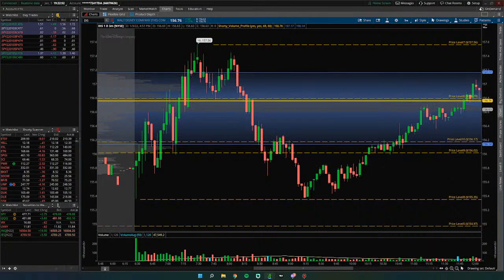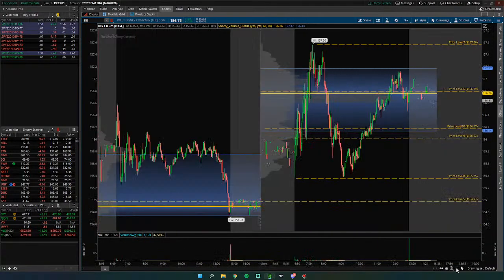Is this a P-shape volume shelf? Oh, here on Disney right now, the one that I'm looking at? Yeah, it's a P-shape. Can I show the volume shelf better, how to recognize it?